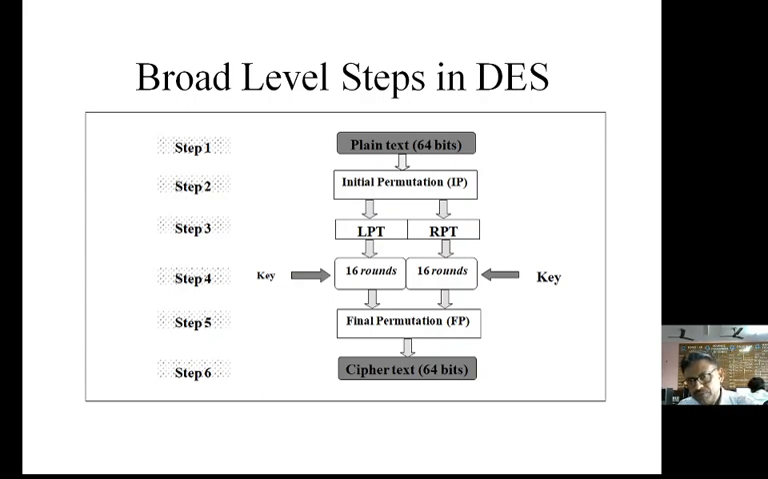So the total steps used in DES: consider the 64-bit plain text, apply the initial permutation table to change the position of the bits, and then convert it into two parts, LPT and RPT, then apply the key for 16 rounds. In each round we use a different key, generated from the initial key. After 16 rounds, we get 64-bit text, and that 64-bit text again goes through a final permutation table. We permute the bit positions, and finally we get the ciphertext.